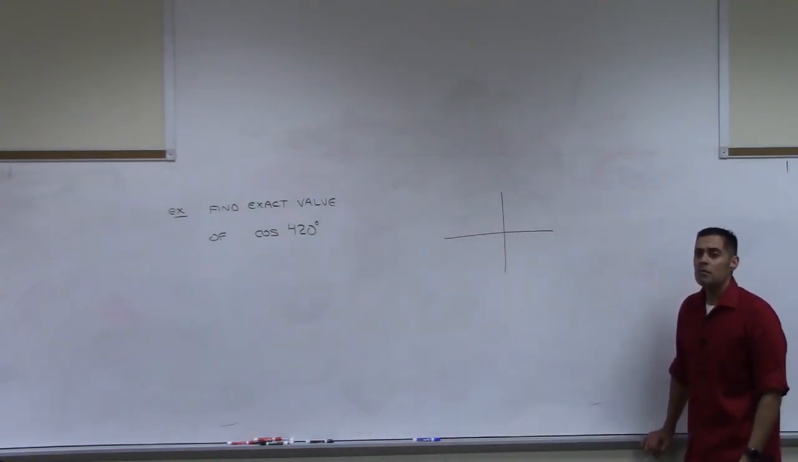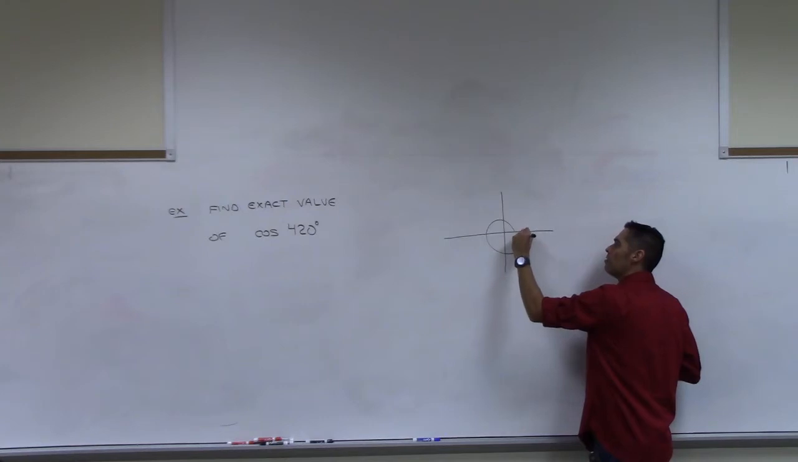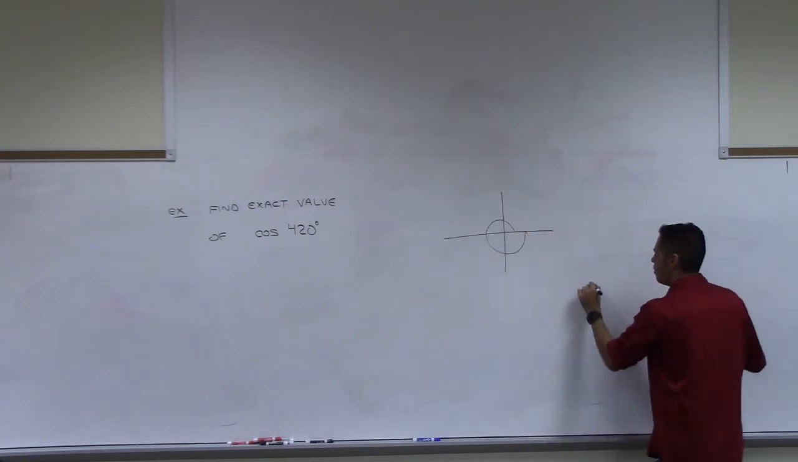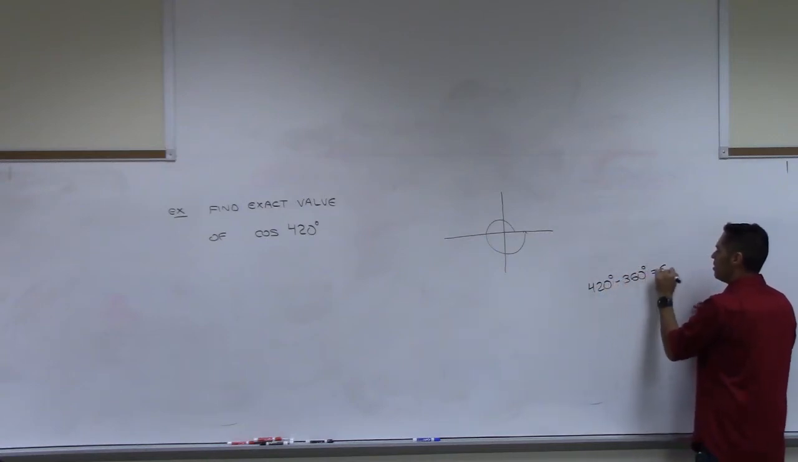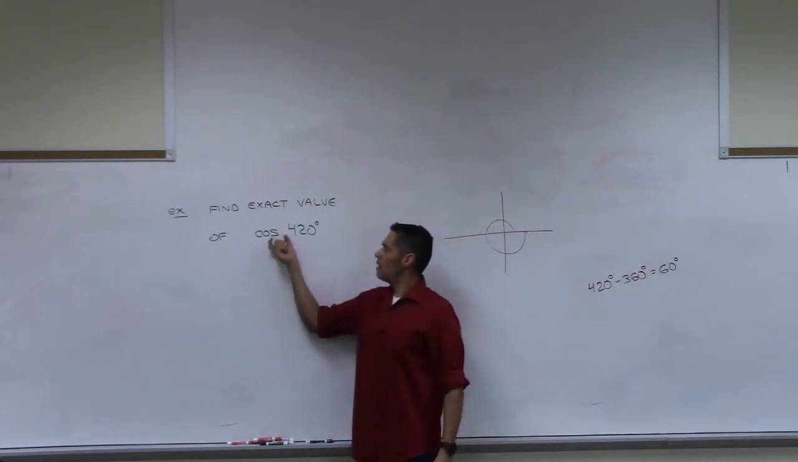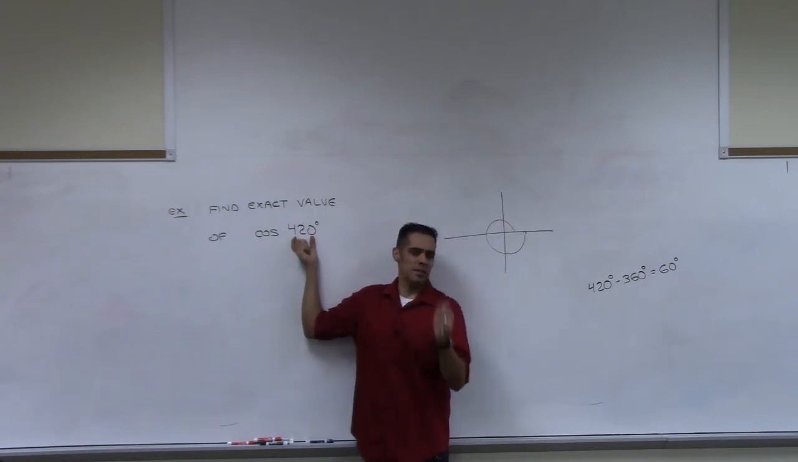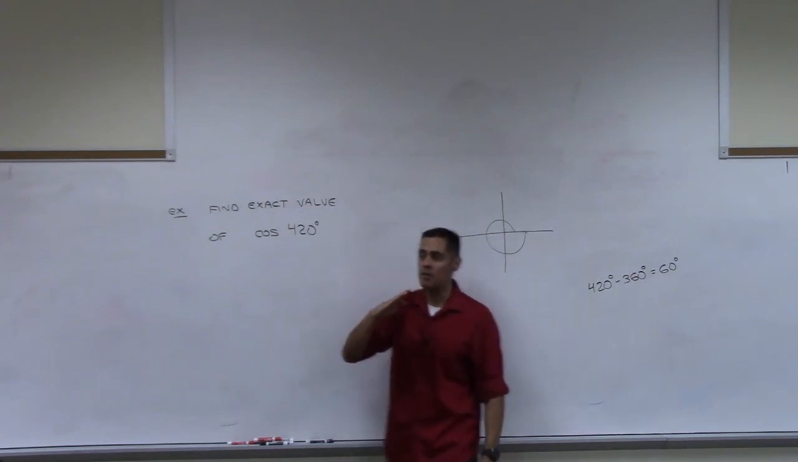It's equivalent to 60 degrees. So the idea is that 360 degrees would take you all the way around, right? And then another 60 degrees would get you to 420. So you could do it like this. 420 minus 360 should be 60 degrees. So we're not saying that 420 degrees is equal to 60 degrees. They're not. But they terminate at the same point, the same reference angle.